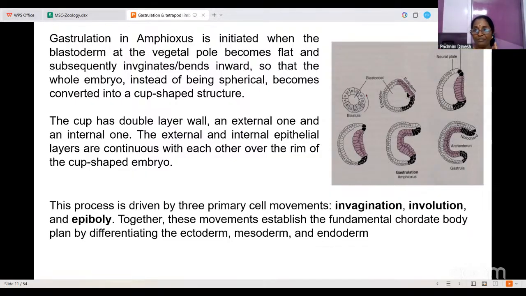Now, invagination, if you can see over there, there's a dent forming, and then invagination is occurring. Involution is, now you can see the cells, they are taking a U-turn, and they're going to move this side and this side. Now, that is called as involution. Epiboly is the ectoderm that is present on the outside is going to completely cover the whole embryo over there. How are they going to be done over here?